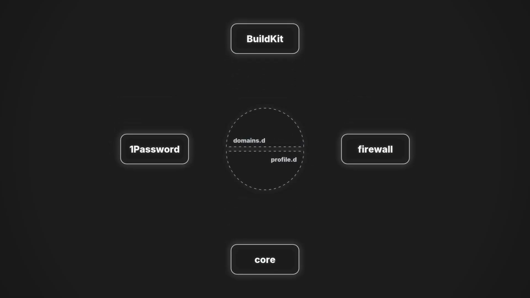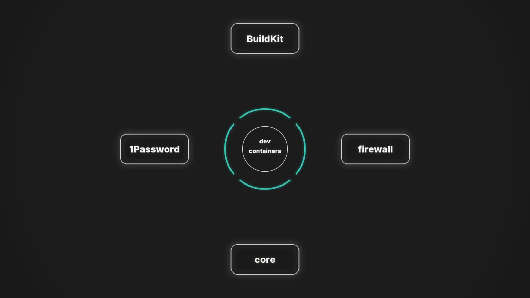A feature that needs network access drops a file listing its domains into a shared folder. The firewall doesn't know those features exist. On startup, it reads every file in this folder and allow lists what it finds. 1Password declares what it needs, the firewall enforces it, and the two never touch. Same shape everywhere else. Needs a shell variable, like BuildKit's pointer to its builder, drop a script into a different shared folder, and core picks it up. For startup hooks, each feature contributes its piece and dev containers combines them, decoupled but cooperating.